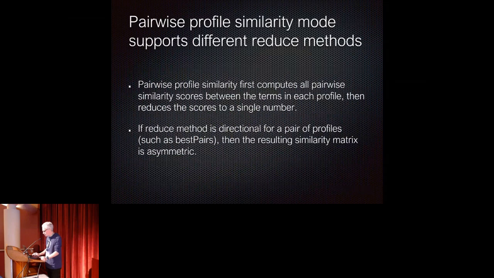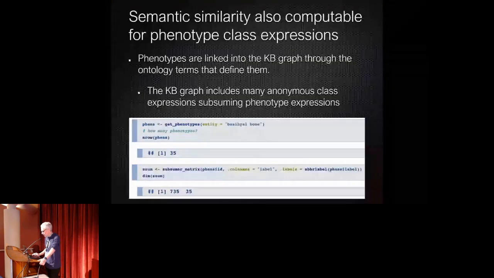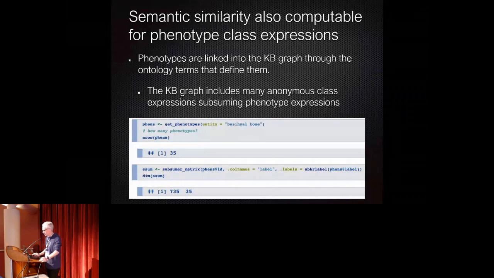And so there are some other methods here. In the interest of time, I'm going to skip over this, but there are various ways for profile similarity to reduce the pairwise scores into a single score, right? They're all implemented here. And so what I want to get to here is that semantic similarity is also computable for phenotype class expressions, right? I showed this just for illustration for straight up anatomy ontology terms.